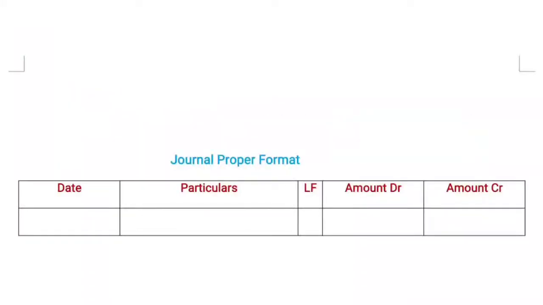Here it is the journal proper format. We already discussed it in the previous class. It looks like a journal. Now it has 5 columns. One is date, particulars, ledger folio, amount debit, amount credit.